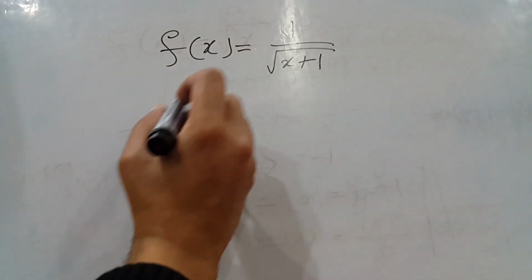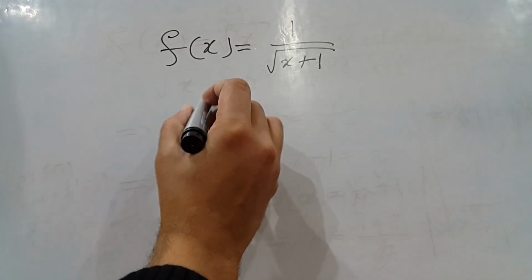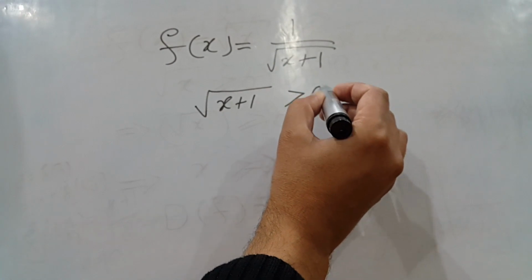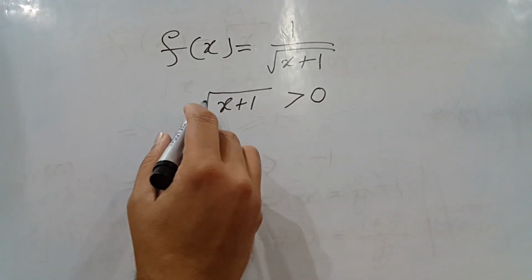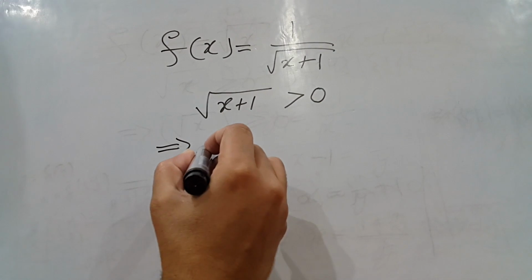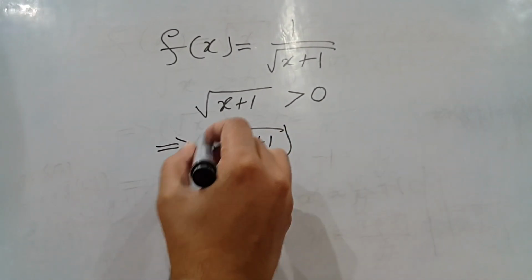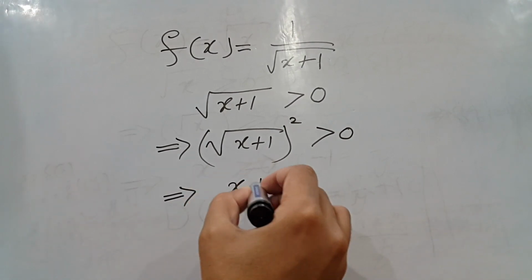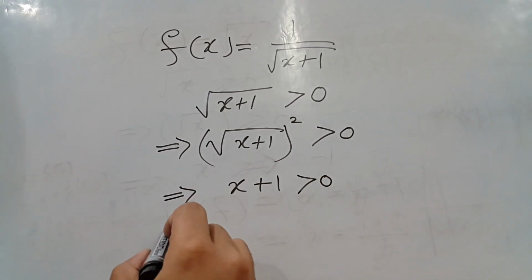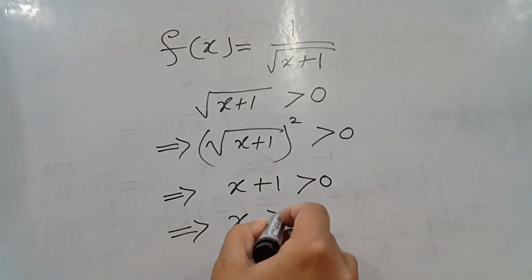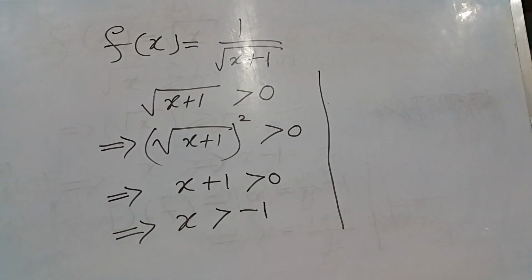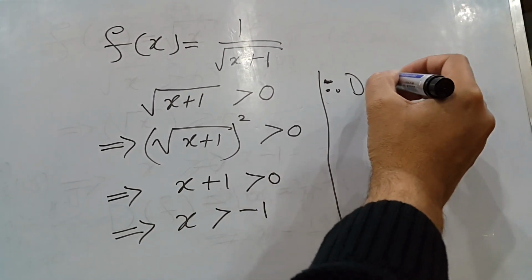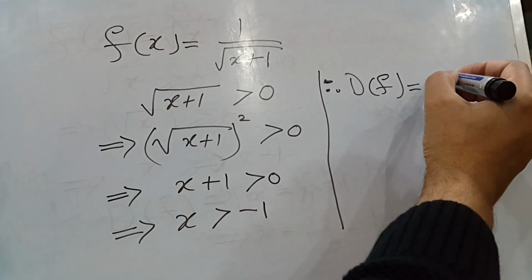If the square root is in the denominator, we only consider the condition that the square root is greater than 0. This implies, squaring both sides, the square root of x plus 1, whole squared, is greater than 0. This implies x plus 1 is greater than 0, and you get x greater than minus 1. So the domain of this function is the set of all real numbers greater than minus 1 up to plus infinity.